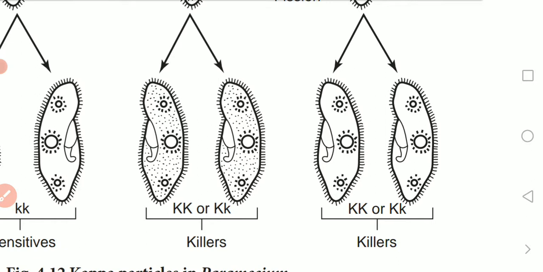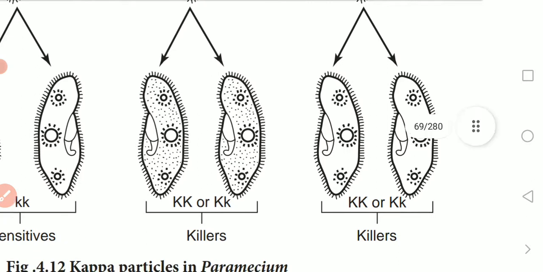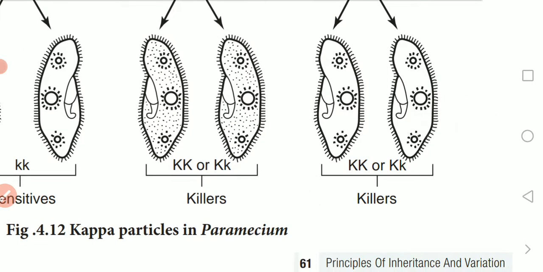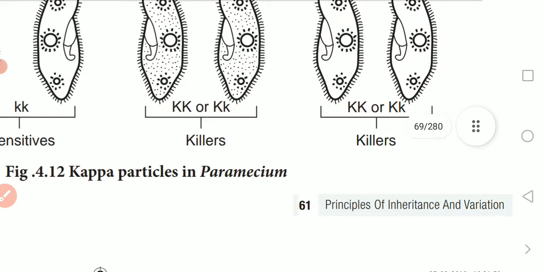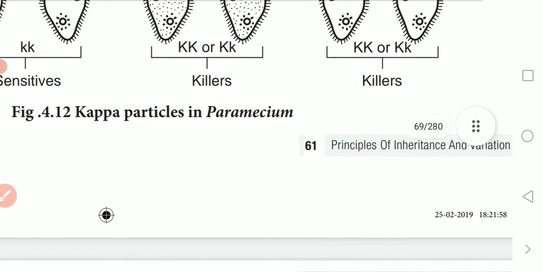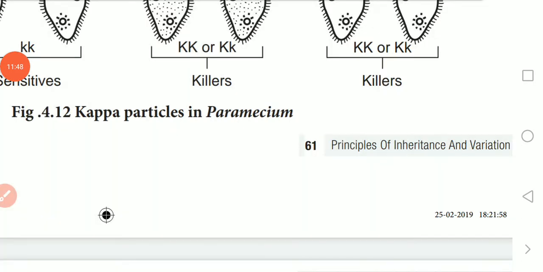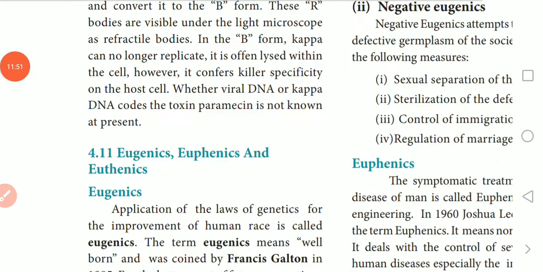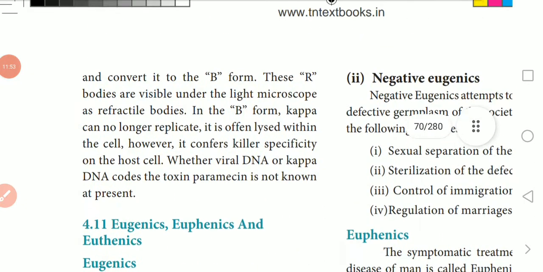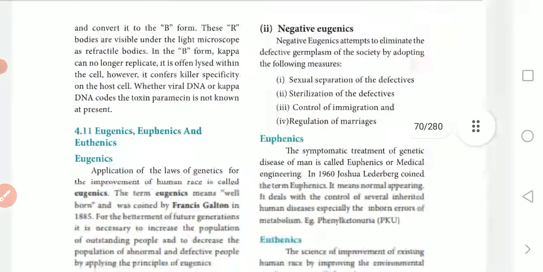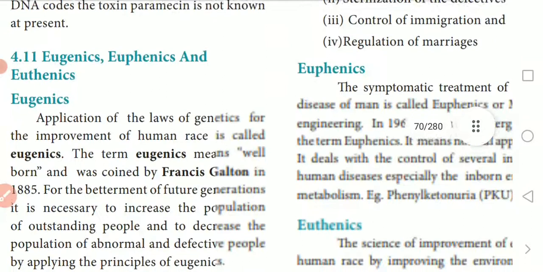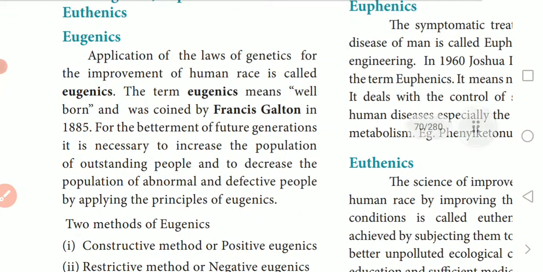Here, same thing, killers. So here, the first one is a killer, the second one cannot be a killer. That's a sensitive one. That's what to say here. Okay, then here we'll see the second diagram. Second diagram, killer. Here that sensitive one. Here we are allowing them to have conjugation for 5 minutes.